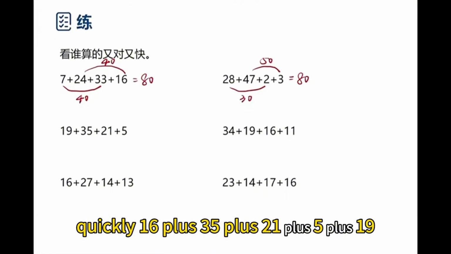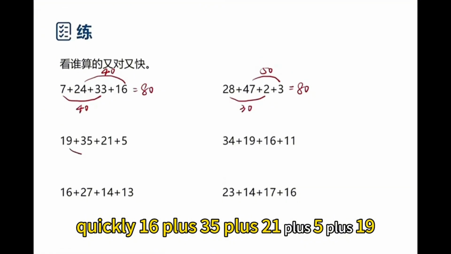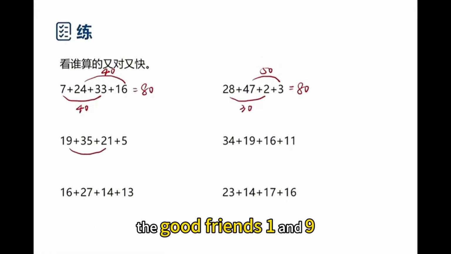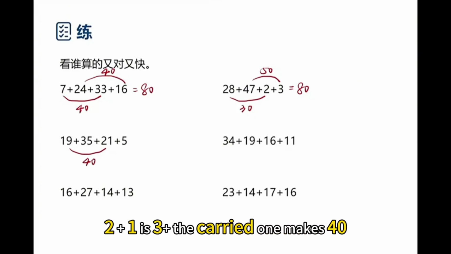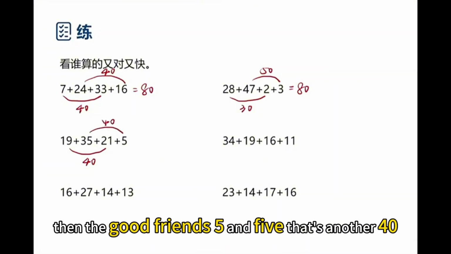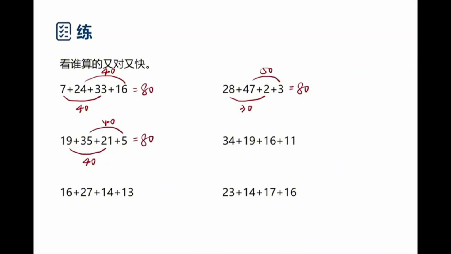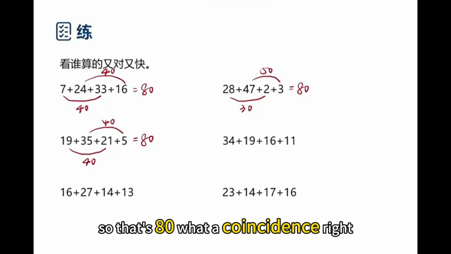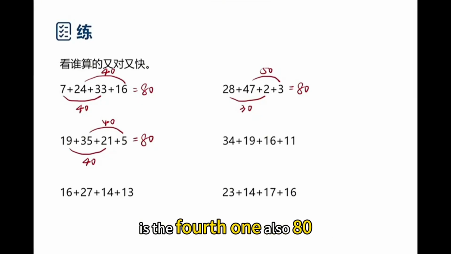Quickly. 16 plus 35 plus 21 plus 5 plus 19. The good friends 1 and 9. We look at the tens digits. 2 plus 1 is 3. Plus the carried 1 makes 40. Then the good friends 5 and 5. That's another 40. So that's 80. What a coincidence, right? Is the fourth one also 80?